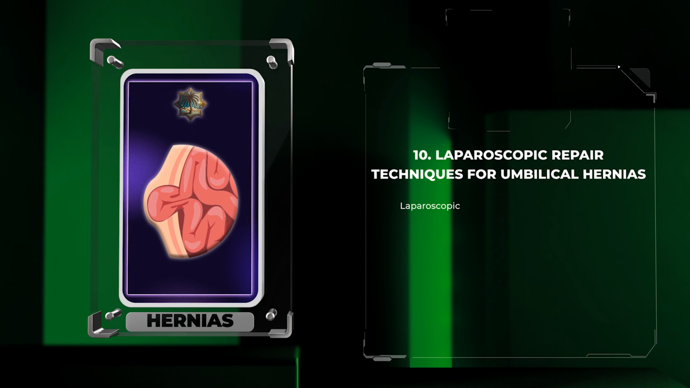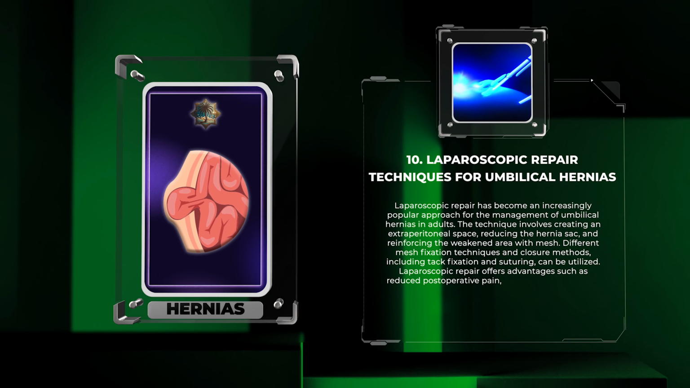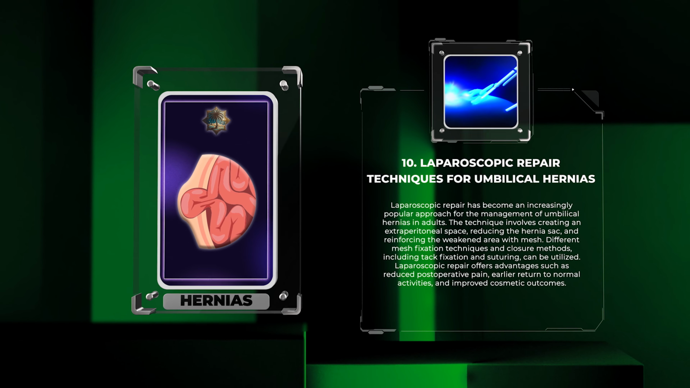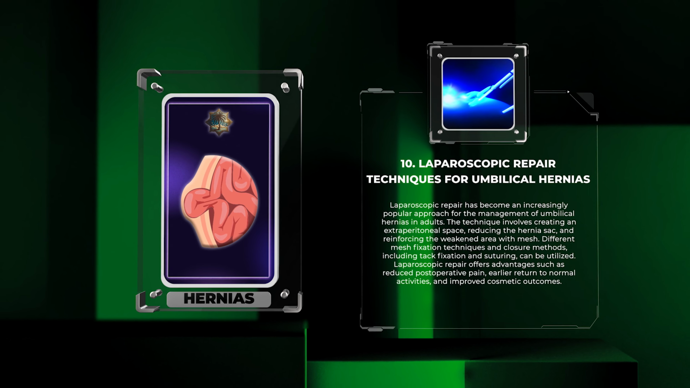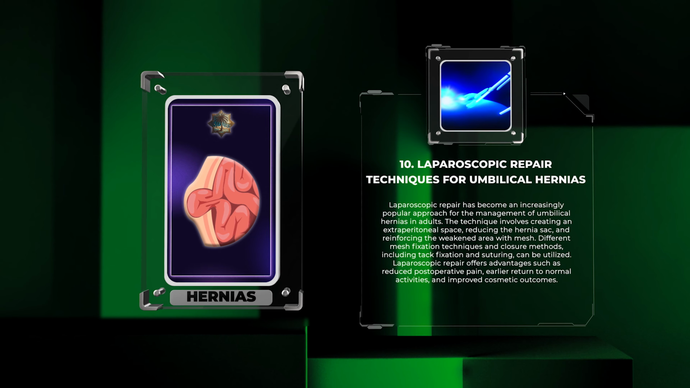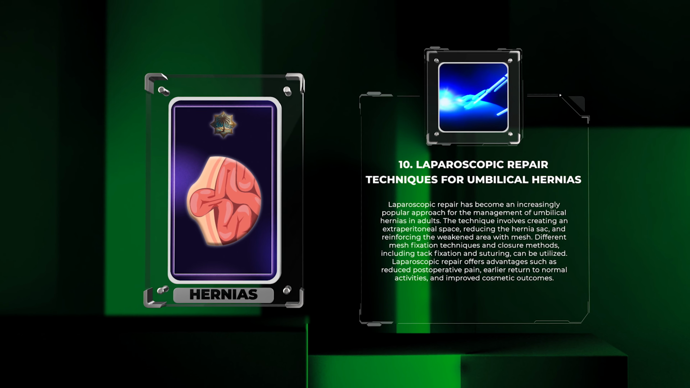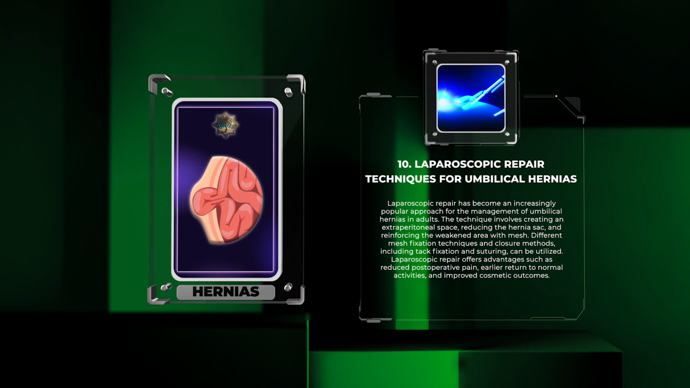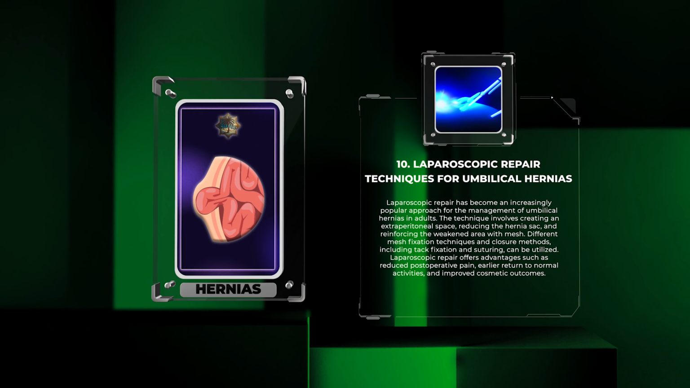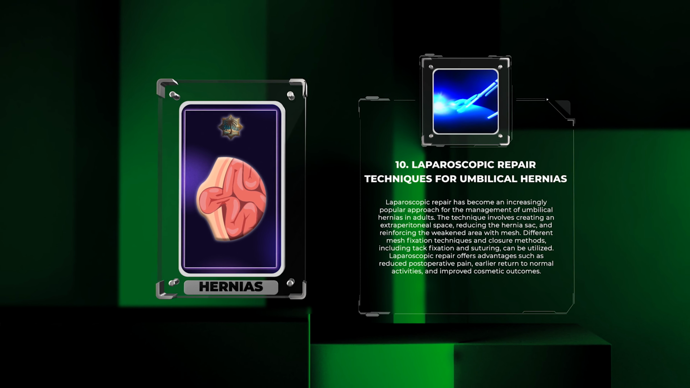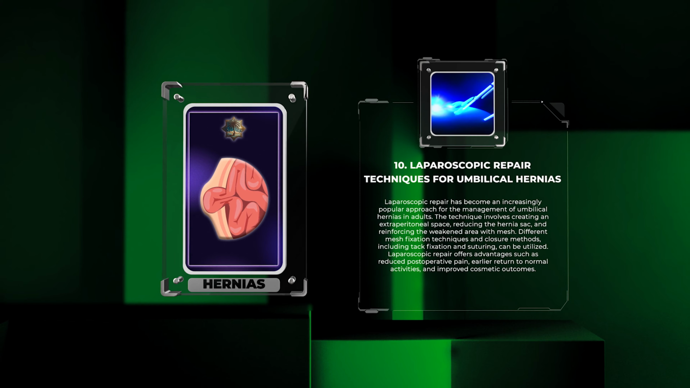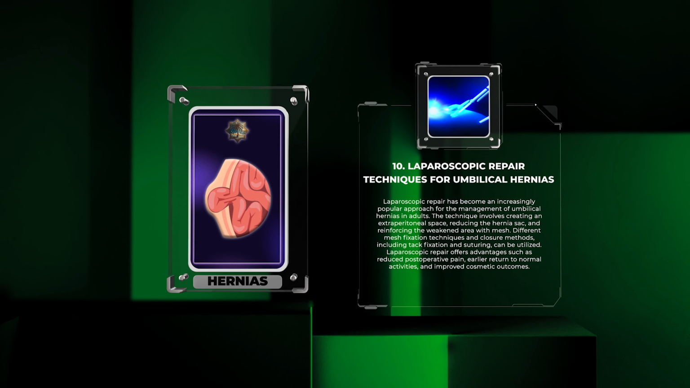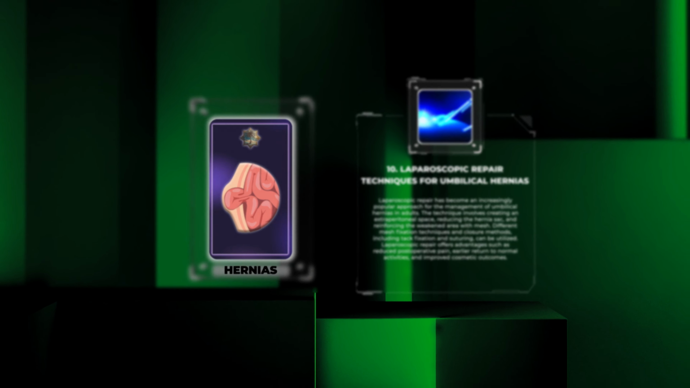Laparoscopic repair has become an increasingly popular approach for the management of umbilical hernias in adults. The technique involves creating an extraperitoneal space, reducing the hernia sac, and reinforcing the weakened area with mesh. Different mesh fixation techniques and closure methods, including tack fixation and suturing, can be utilized. Laparoscopic repair offers advantages such as reduced postoperative pain, earlier return to normal activities, and improved cosmetic outcomes.